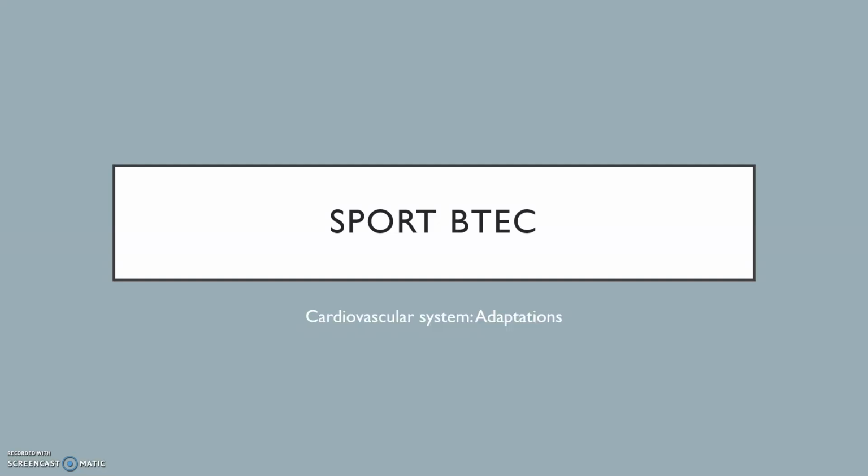So we've already looked at the responses, now it's the adaptations. You need to understand that if you undertake a purposeful exercise program, your cardiovascular system will adapt over time. The main reason we want our cardiovascular system to adapt is so that we can get oxygen to the working muscles and remove carbon dioxide at a faster, more appropriate rate. So we have a number of adaptations that take place.